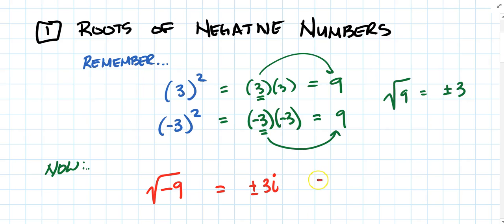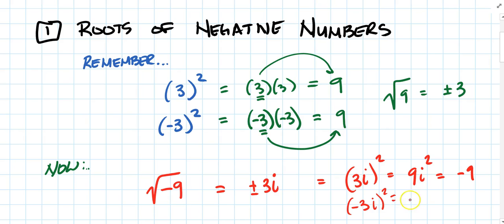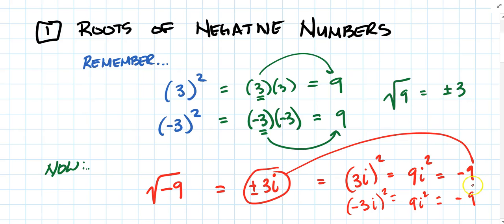Plus or minus 3i. The reason is because if I took 3i and I squared it, it would give me 9i squared, and i squared is negative 1, so this gives me negative 9. Now if I take negative 3i and I square it, this is going to give me negative 3 times negative 3, which is a positive 9, and then i squared, which again gives me negative 9. So there is a plus or minus 3i that gives me the same thing back, the negative 9, similar to as it was before.